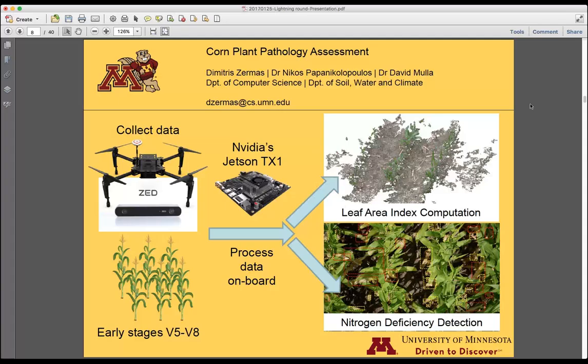Here at the U, I'm in the computer science department, but we're working closely with professors from precision agriculture, also at the University of Minnesota. Our goal is to evaluate and develop methods to identify nitrogen deficiency in corn during the early stages. About a year ago we developed a methodology to identify nitrogen deficiency with images taken in a top-down fashion, as you can see in the bottom right image. And we're working on creating detailed 3D reconstruction of corn plants during their early stages of development in order to estimate their leaf area index and other biomass parameters.